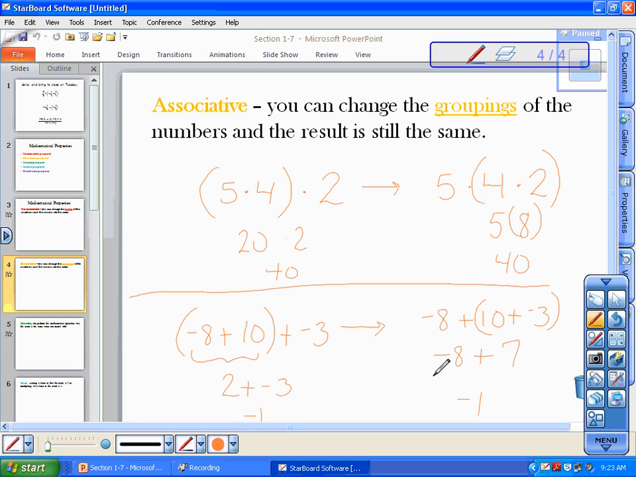Please notice this only works if both of these symbols are addition or both of these symbols are multiplication. This property will fail for subtraction and division.